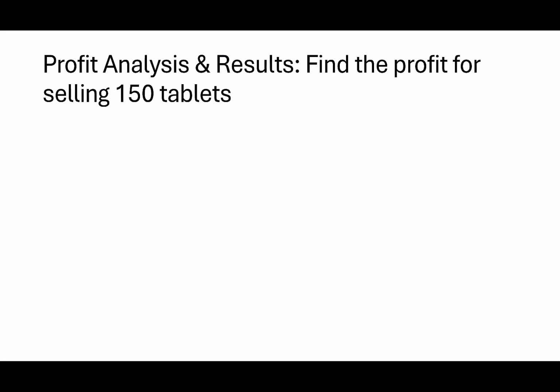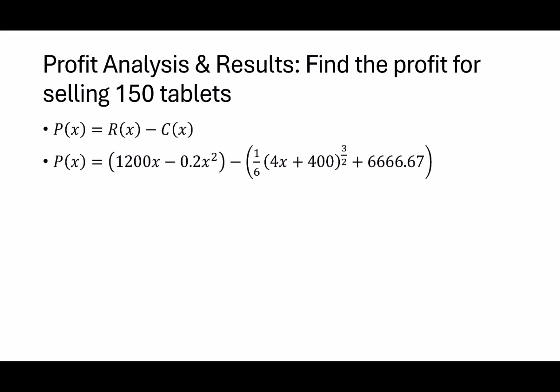The last thing we want to do is look at profit. We want to find the profit for selling 150 tablets. I'm going to write that P of x is R of x minus C of x, which means P of x is 1200x minus 0.2x squared minus 1/6 of 4x plus 400 to the 3/2 plus 6,666.67. I don't have any like terms, so there's nothing I can combine. What I need to do now is plug in 150 to find my profit.